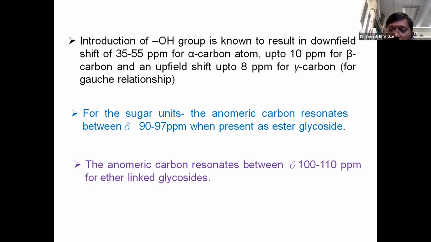If an ester linkage is present, the anomeric carbon appears at 90 to 97 ppm. If an ether linkage is present in our saponin, meaning the sugar is attached to OH, then we get 100 to 110 ppm. And we can get how many sugars are attached simply by counting the anomeric carbons, which appear in a distinct region. The number of anomeric carbons gives the number of sugars present in the molecule.